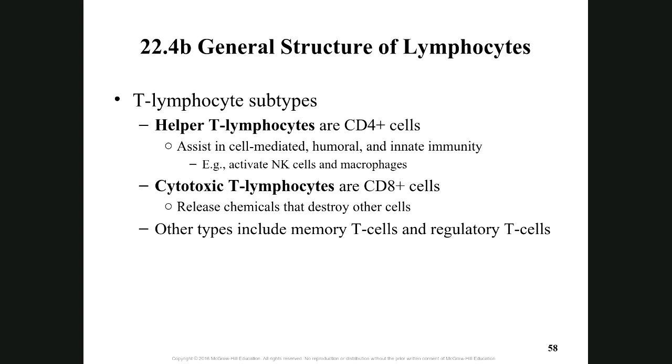The T helper lymphocyte contains CD4, and they assist in cell-mediated, humoral, and innate immunity. They can activate natural killer cells and macrophages. Cytotoxic T lymphocytes contain CD8 on the surface of their cell. They can release chemicals which can destroy other cells and push these cells to undergo apoptosis. Other types include memory T cells and regulatory T cells with their specific surface proteins.